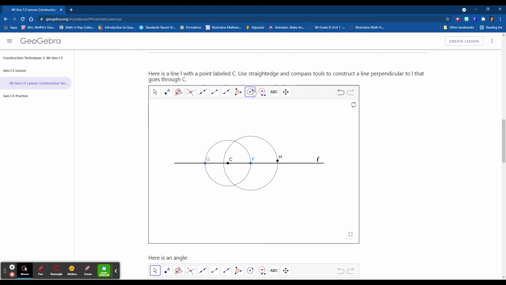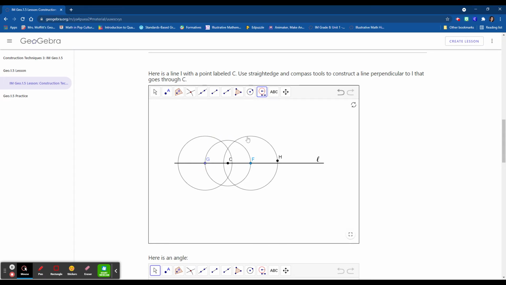Now, when I make the next circle, I want it to be the same size as the circle that I just created. So to make this one the same size, I'm going to use my compass tool. It says select a segment or 2 points for a radius and then the center point. So I'm going to select F and H to make the radius. And then see, I'm moving my circle around. It's congruent to this original one. I'm going to click on point G to put the center of it on G.